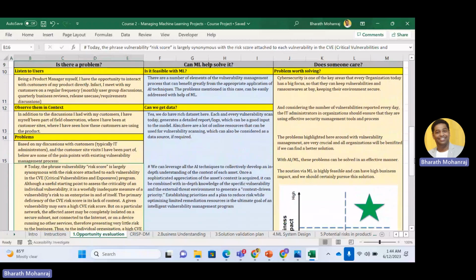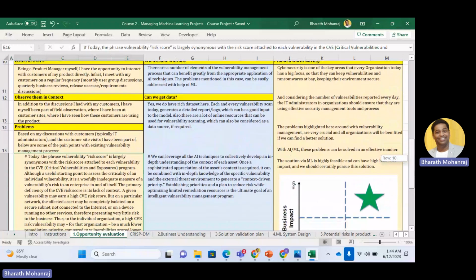So now, is it worth solving the problem? Yeah, definitely. This can help in many ways. It can help administrators reduce time in evaluating the scan reports, coming up with the vulnerability solutions and remediations, and also getting rid of false positives. All these can be helpful for IT administrators.